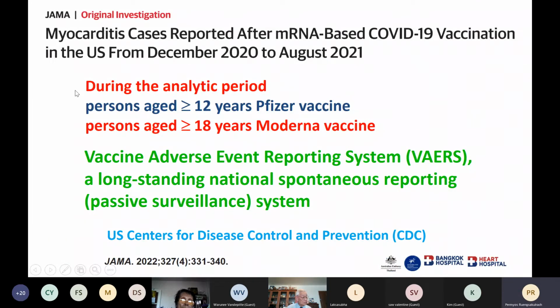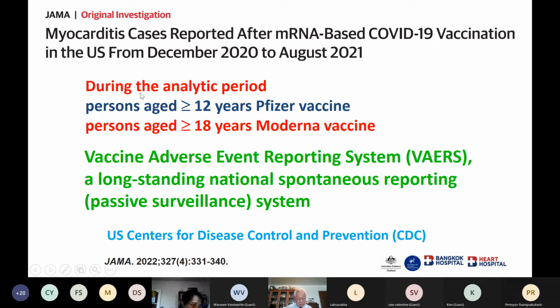And what about the vaccine induced myocarditis? Okay, vaccine induced myocarditis is being reported, and this is the result from the vaccine adverse event report system from USA. Okay, so in US they have system for record the adverse event from the vaccine, same as UK and every country. I think they may have some kind of system to get report from the community and general population.